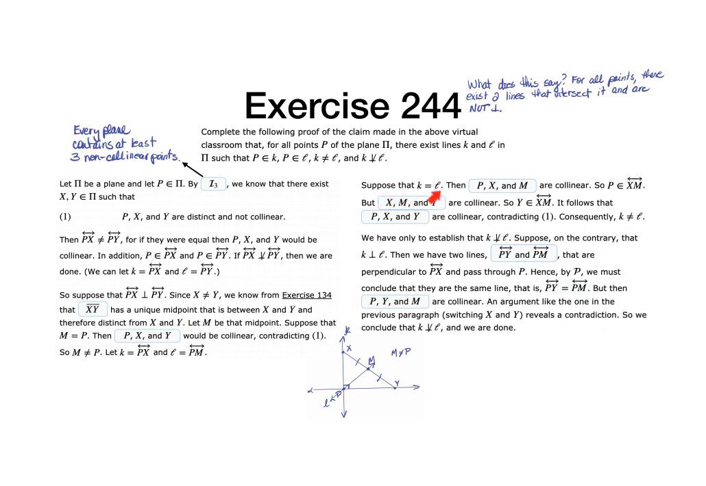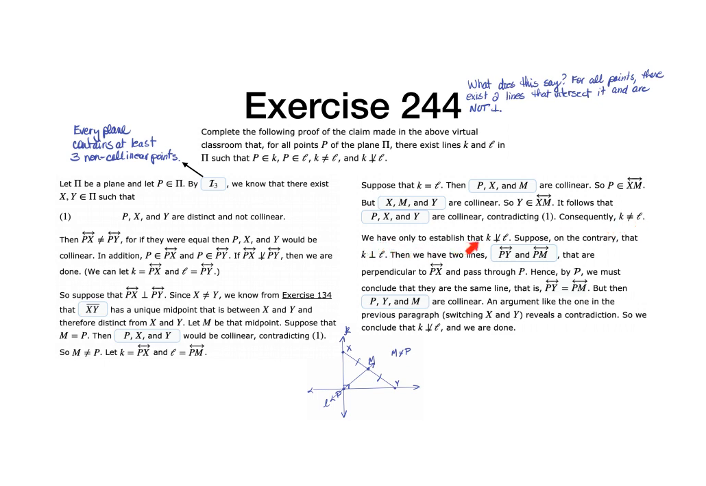Suppose that K is equal to L. Then P, X, and M are collinear. So P would be an element of XM here, but X, M, and Y are collinear. So Y is an element of the line XM. It follows that P, X, and Y are collinear, contradicting 1. Consequently, we now have produced two lines that are not equal, K and L.